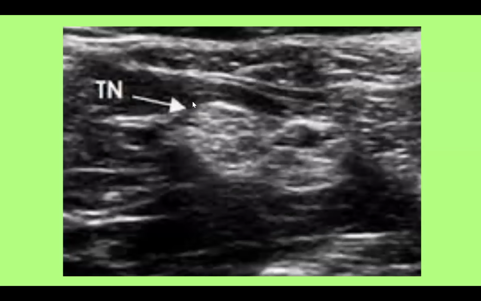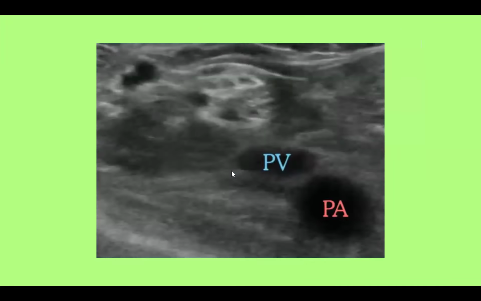This is another example. You can see the tibial nerve, and hopefully you can start to make out that it actually comprises two nerves there. And again, we've got the popliteal artery, the popliteal vein, and on top of that, we can see the large posterior tibial nerve, and then a little bit lateral to it, you can see the smaller common peroneal nerve.